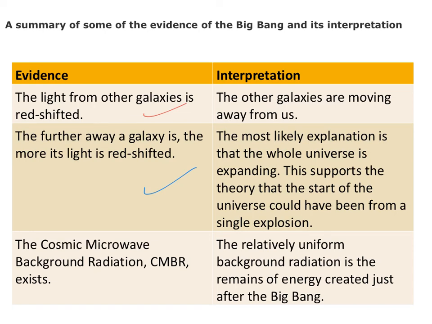The final piece of evidence is that the cosmic microwave background radiation, or CMBR, exists. CMBR is a relatively uniform background radiation that can be detected anywhere in the universe, and it is the remains of the energy created just after the Big Bang. The fact that CMBR exists means that at one point the universe must have been very hot because it had generated lots of energy in its explosion and has since cooled down to form the CMBR that exists everywhere in the universe now.